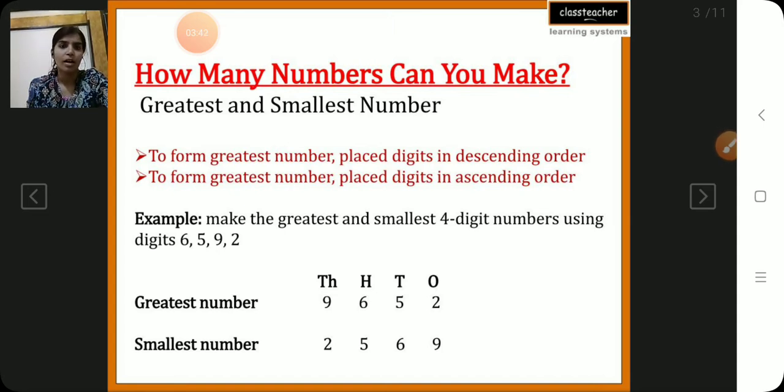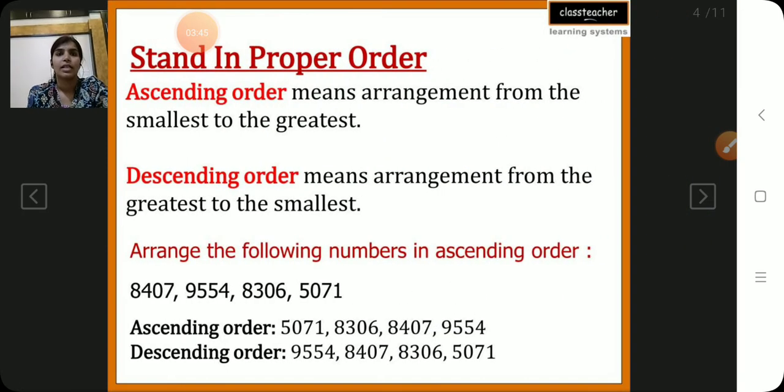Then we go to our next topic: proper order, ascending and descending order. Ascending order, I am telling you, is smallest to greatest, and descending order is greatest to smallest. Understand? So here one example is given to you. You see that.